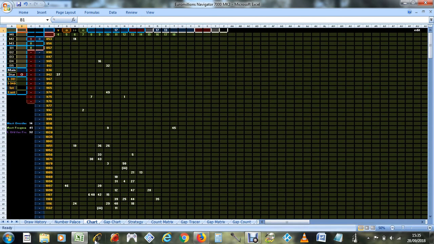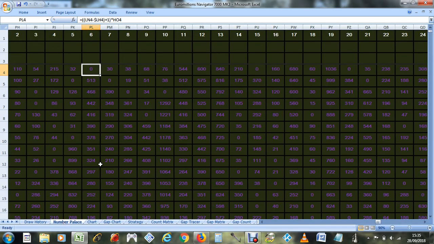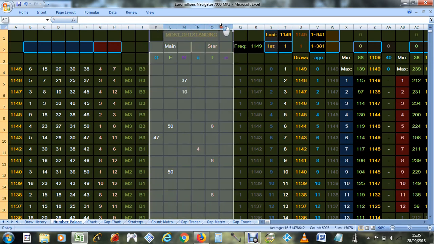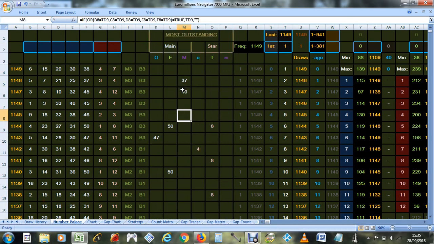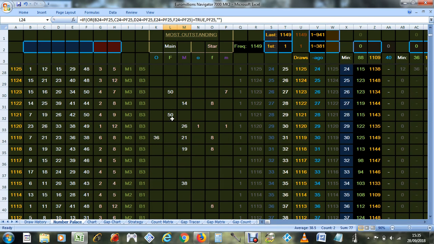Now if we look at all machines and sets of balls, all numbers, individual numbers, and then we'll look at the most outstanding section of the number analysis sheet, then on this section you can see that sometimes you do get 2 of the most outstanding numbers together.